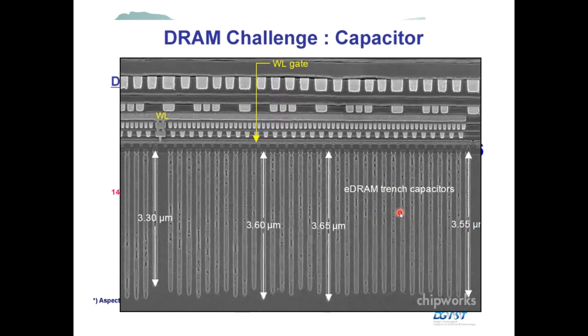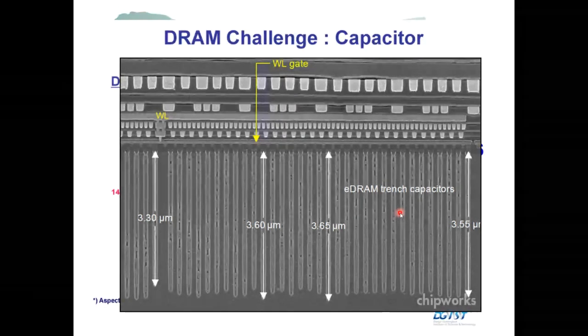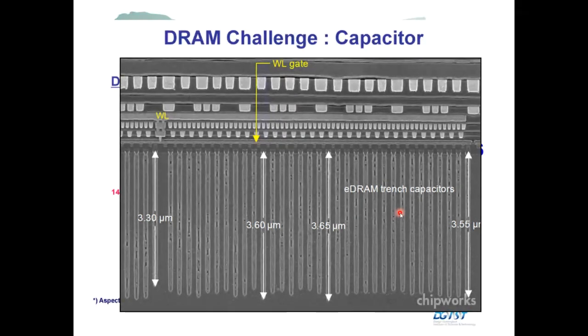But in a semiconductor company, they should put a huge number of chips in a single wafer. A single wafer nowadays is 12-inch something. Then you can easily calculate how many capacitors you should make in a single wafer. It's a huge number.